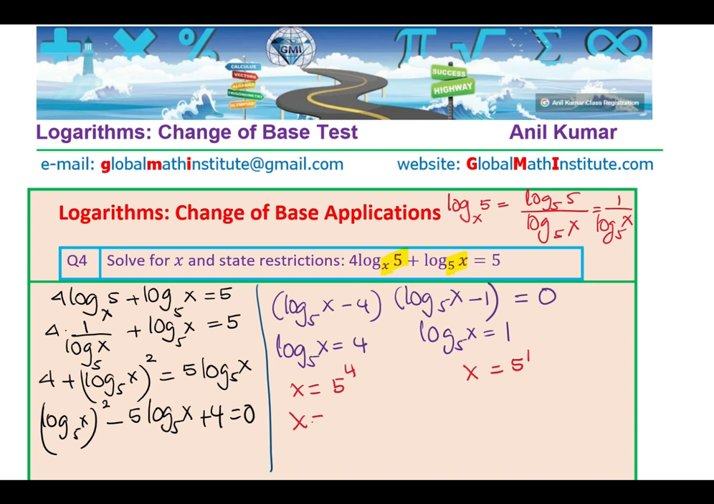So we can write this as 625, and here x is equal to 5. So these are the two solutions. They are within the domain, right? So therefore, we can now write x is greater than 0 as the domain, and our solution is x is equal to 5 or 625. Does that make sense?